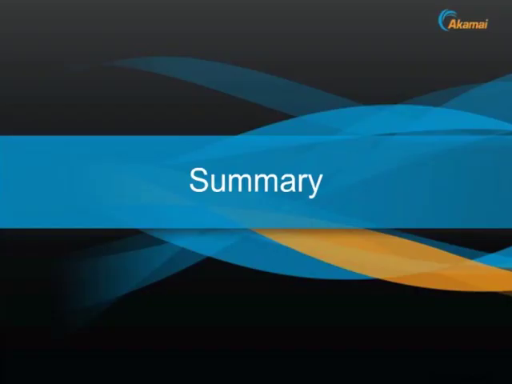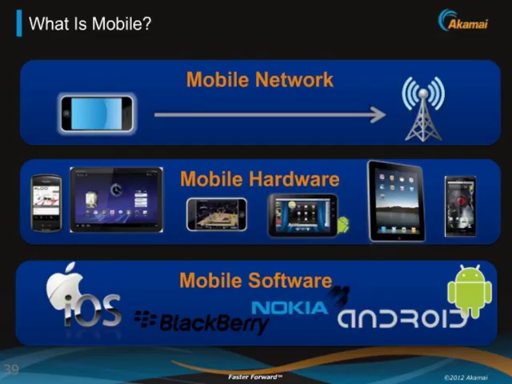Okay, so let's summarize a little bit what we talked about. We're about 10 minutes from the top of the hour. So we talked about mobile. Mobile is too big of a term, so we split it up into mobile network, mobile hardware, and mobile software. In each of those, we dug in a little bit and tried to understand what the differences are between this mobile X and the desktop equivalent, what the performance implications are, and what we can do about it.